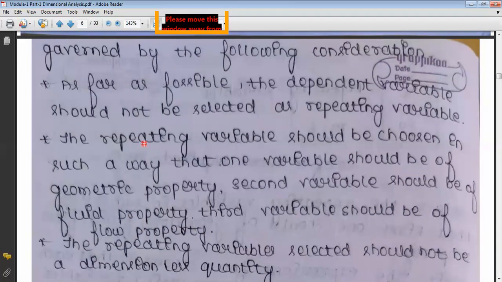Sir, what is geometric properties? Geometric properties means linear dimensions like length, width, breadth, or the head edge. In other words, just remember, geometric property variable means any variable which is having a unit meter. Say in the problem they have given length. Length is having a unit meter, so you can select length as a repeating variable. The first repeating variable is over.